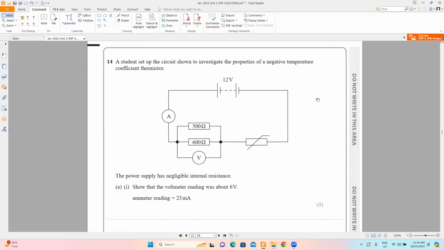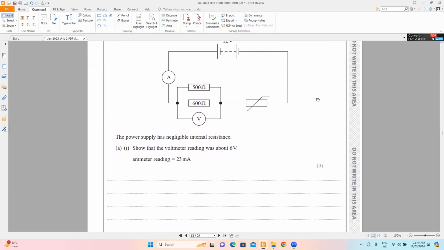Question 14 says, a student set up the circuit shown to investigate the properties of a negative temperature coefficient thermistor. The power supply has negligible internal resistance. Show that the voltmeter reading was about 6 volt. Ammeter reading is 23 milliampere.